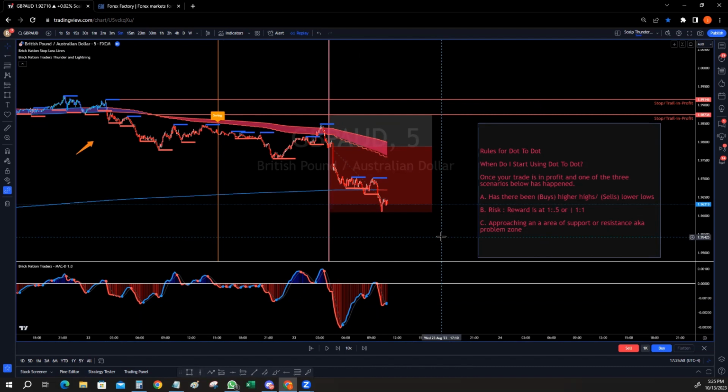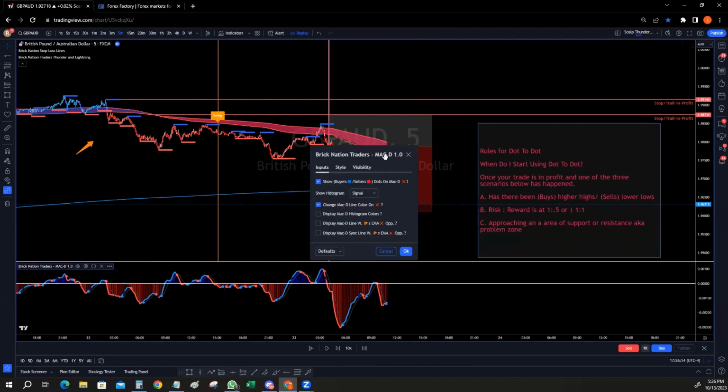Instead, we use these dots at the bottom to say, you know what? I'm not going to make a move or even really pay attention to the charts until I get a dot that notifies me, hey, something is happening, and now it's time for me to go ahead and look at the charts again.